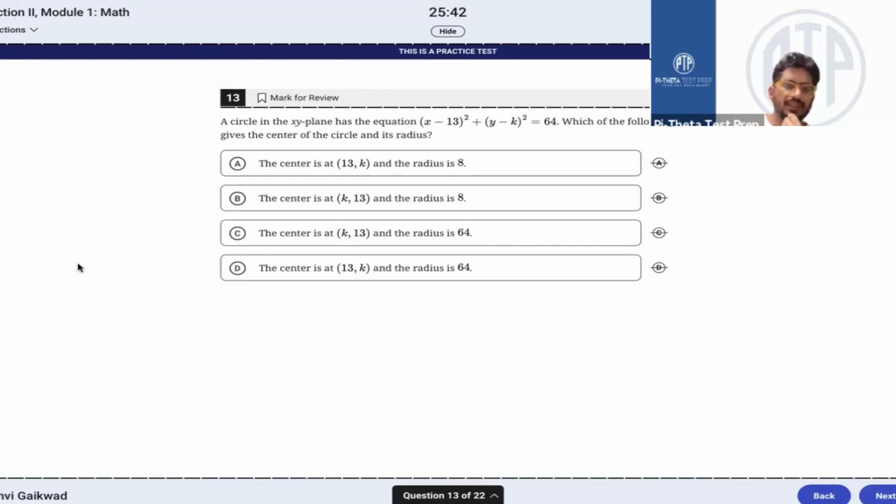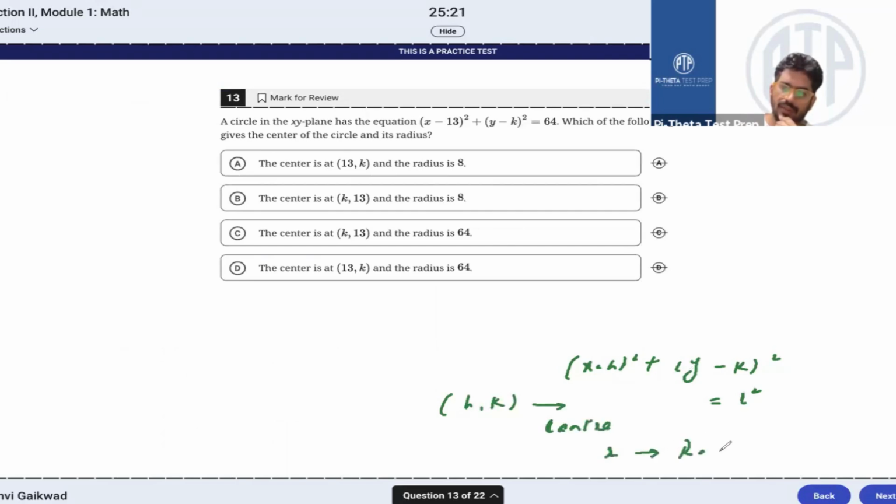Now I'll tell you the center radius form of the circle equation is always (x minus h) whole square plus (y minus k) whole square is equal to r square, right? So basically h comma k is the center. What is h comma k? h comma k is our center here, and r is always your radius.